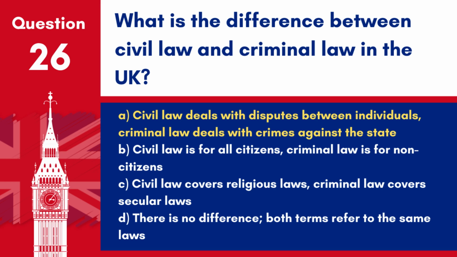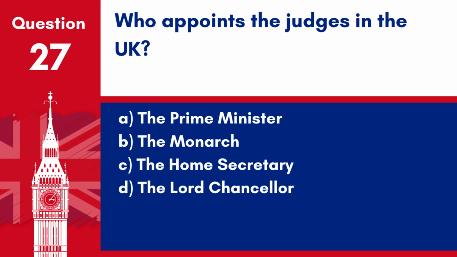Answer. A. Civil law deals with disputes between individuals. Criminal law deals with crimes against the state. Civil law resolves disputes among citizens, while criminal law involves offences against the state and public order. Question 27. Who appoints the judges in the UK?